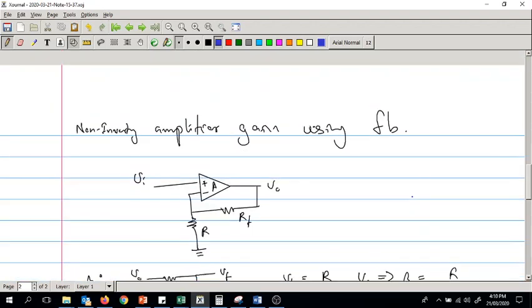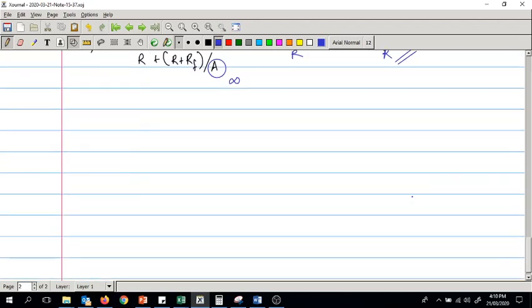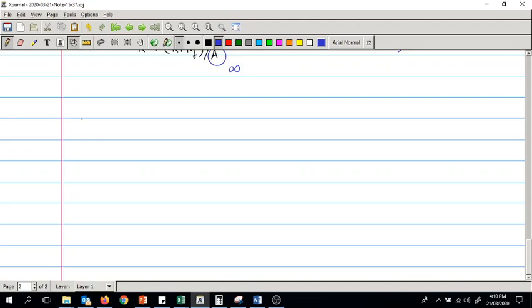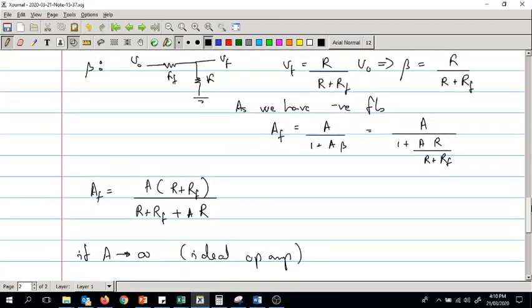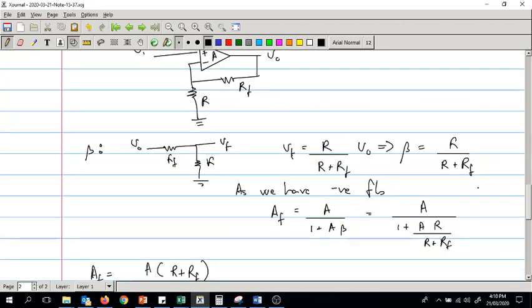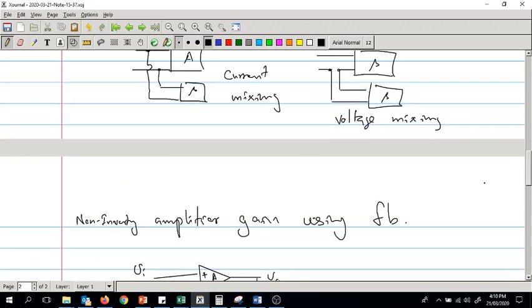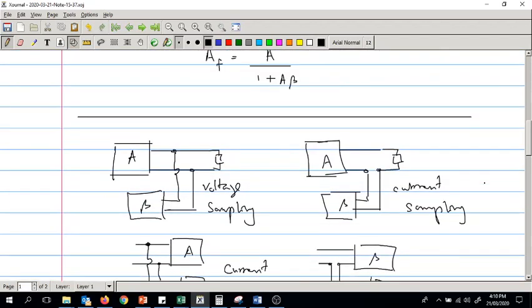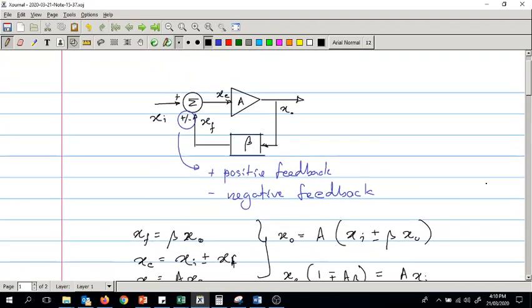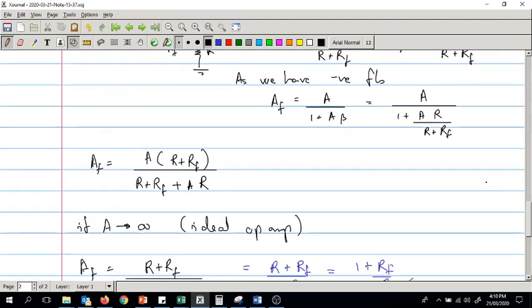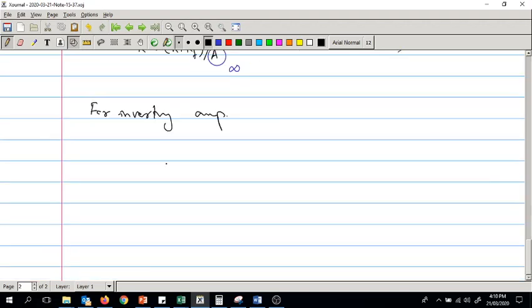Now let's check for the inverting amplifier. What would that be? For the inverting amplifier, what we need to find here is VF, the feedback voltage, over V, right? VF over V. Now what do we have as VF over V in the case of an inverting amplifier? Let's check.